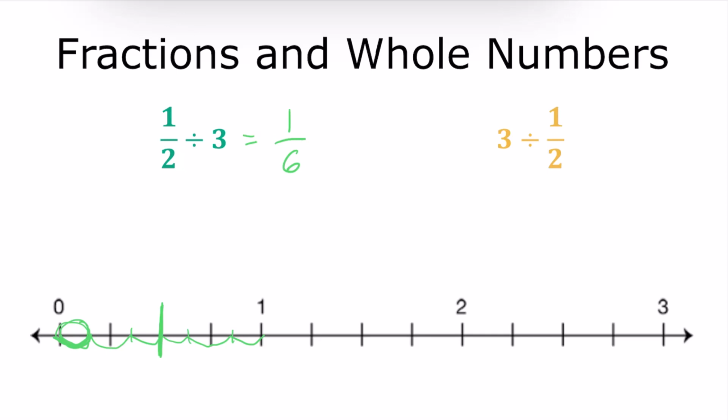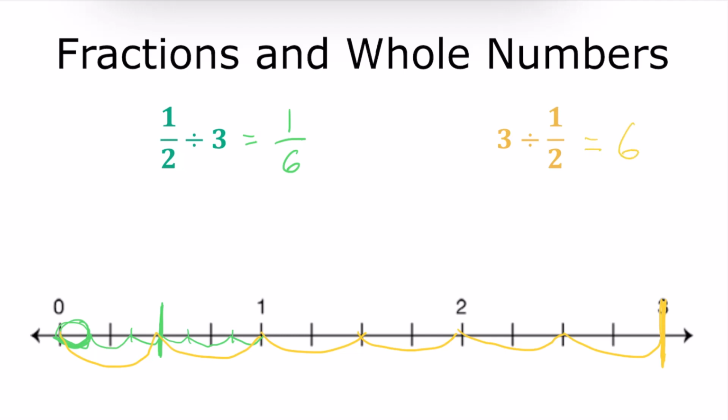Now, if you're taking a whole number and dividing by a fraction, the easiest way to think about it is with measurement division, which means that I'm going to take the number 3 and I'm going to say, how many groups of 1/2 can I fit inside of 3? So I can definitely fit 1 group and 2 groups and 3 groups and 4 and 5 and 6. And so 3 divided by 1/2 equals 6.